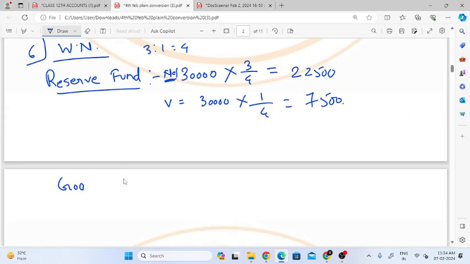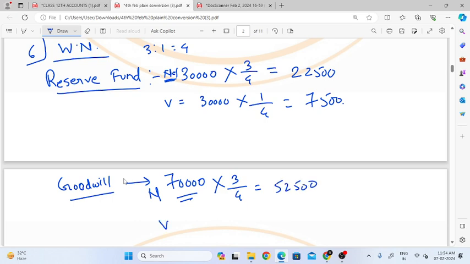So 70,000, goodwill distribution. The goodwill that Shiny has brought is 70,000. So this 70,000 you have to distribute among the partners in their old ratio. Now what is the ratio? 3:1 of Neil and Vani. So 3 divided by 4 for Neil: 70,000 multiplied by 3 divided by 4 will give you 52,500. Then for Vani, 70,000 multiplied by 1 divided by 4 will give you 17,500.